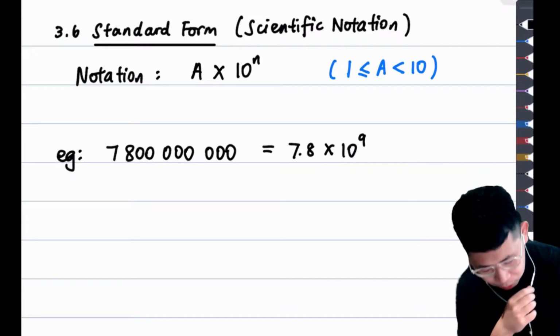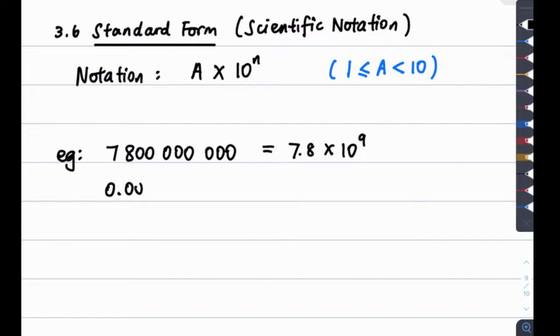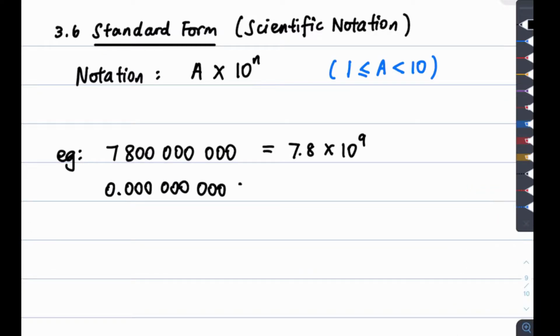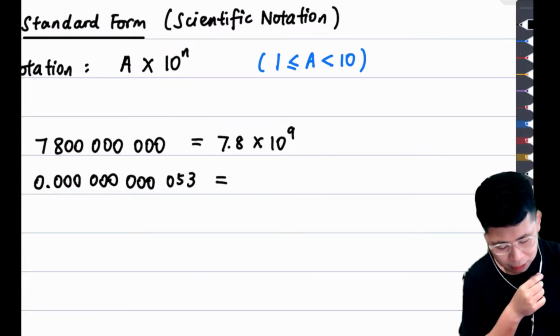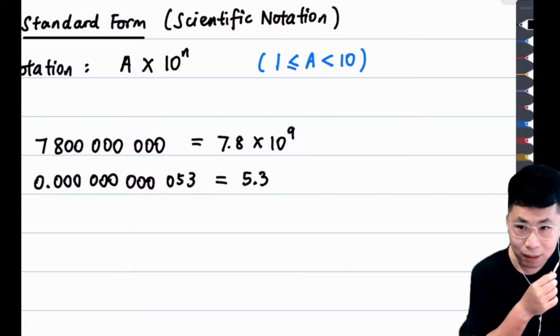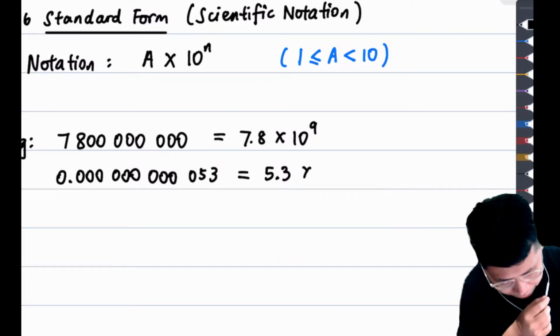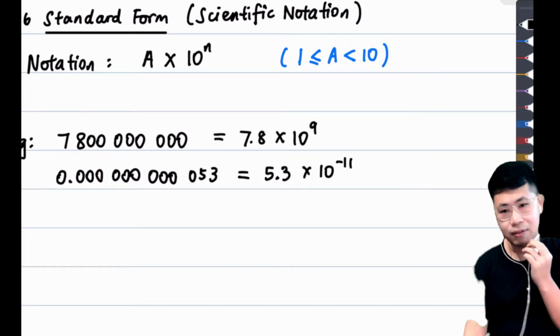The next one over here would be 0.0000000000053. So this would be equal to 5.3. I need a number between 1 and 10, so 5.3 times 10 to the power of negative 11.